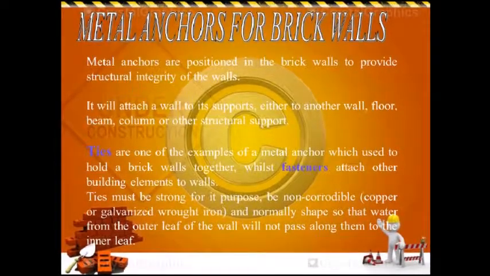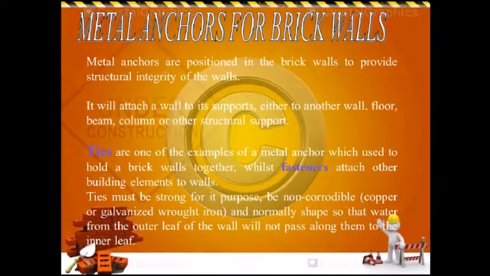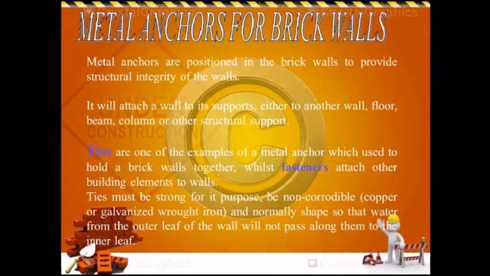Metal anchors are positioned in the brick walls to provide structural integrity of the walls. It will attach a wall to its supports, either to the wall, floor, beam, column, or other structural support. Ties are one of the examples of a metal anchor which is used to hold brick walls together, while fasteners attach other building elements to the walls. Ties must be strong for its purpose.